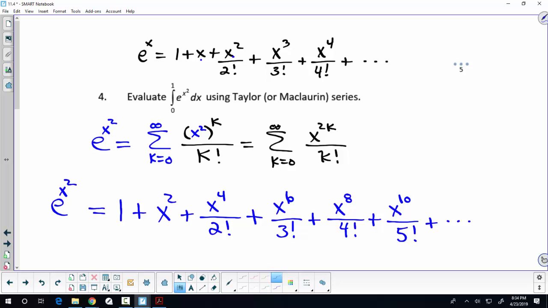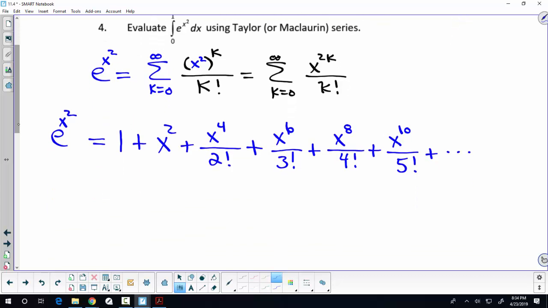Notice the bounds of integration are from 0 to 1, so we're pretty close to 0. That's why we're going to use the Maclaurin series. We're in that region from 0 to 1. Is everyone okay with where we're at?